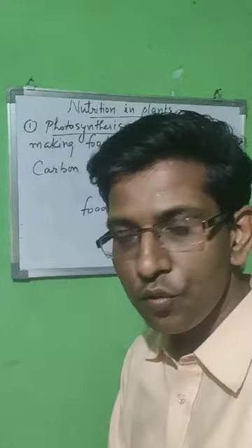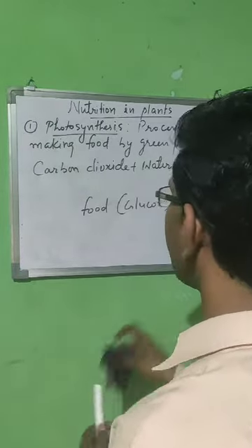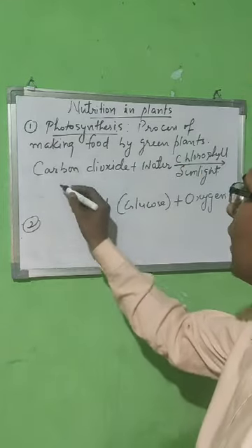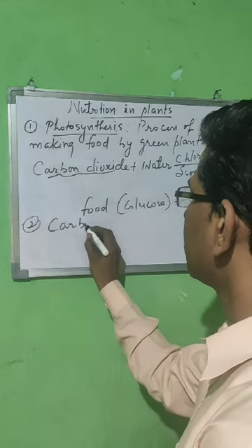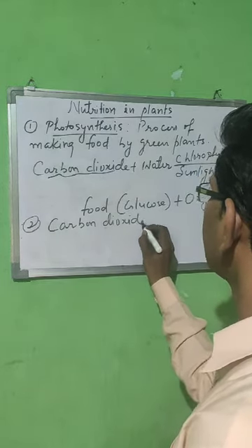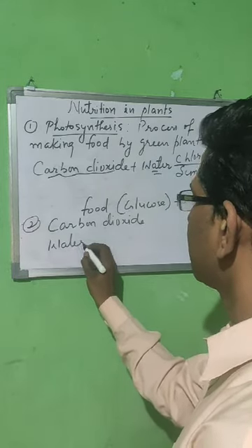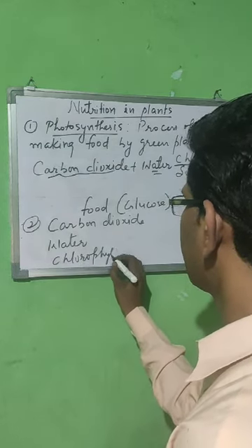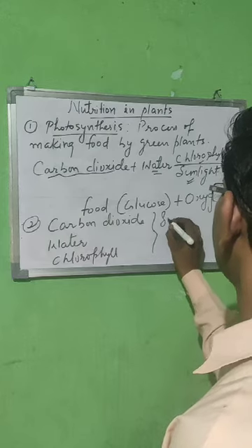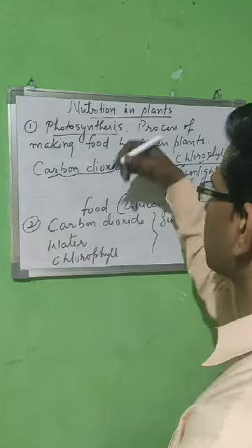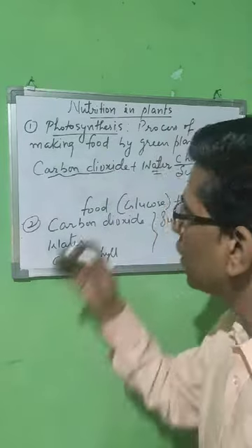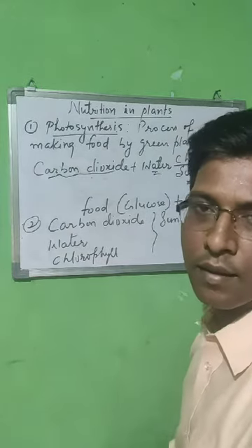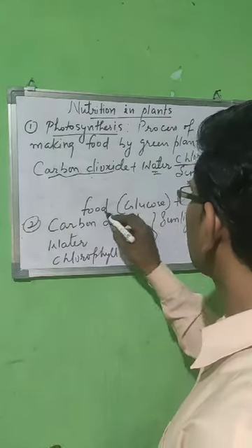Clear, children? Understood? Now come to the next question, what are the requirements? Second question, already I have explained to you. The first requirement is carbon dioxide, second requirement is water, third requirement is chlorophyll, a green pigment, and the fourth requirement is sunlight. So in these two questions, the process of making food by green plants, with the help of carbon dioxide, water, chlorophyll and sunlight, the plant produces food and oxygen.